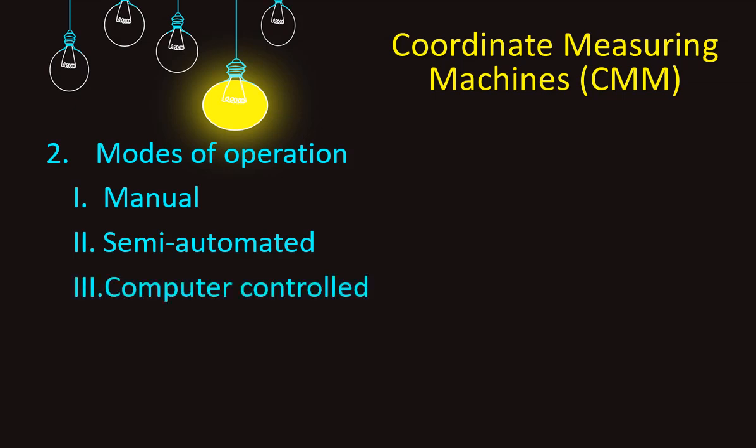And the third one is computer controlled. Computer controlled machines have an onboard computer which increases the convenience and reliability. They are quite similar to CNC machines in the control and operation.